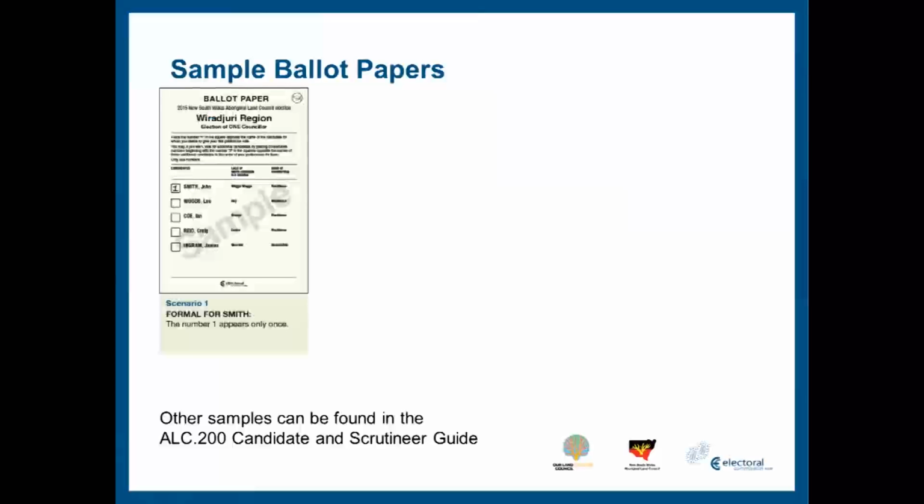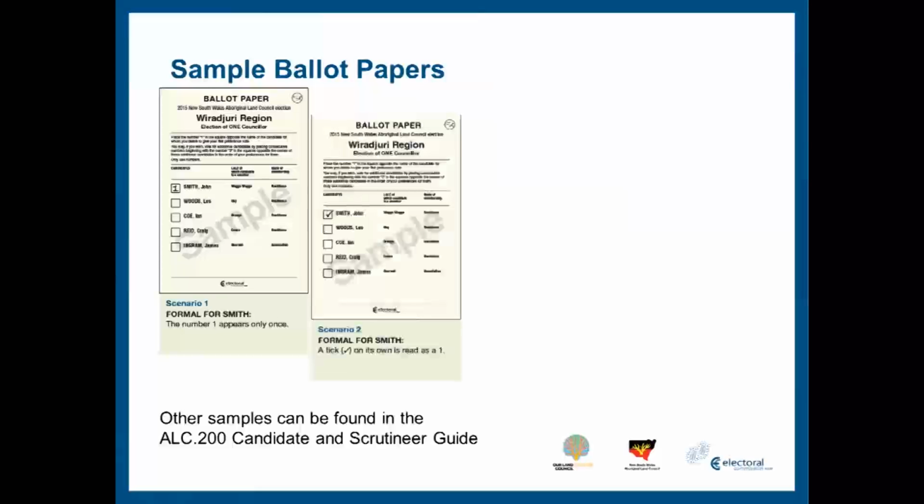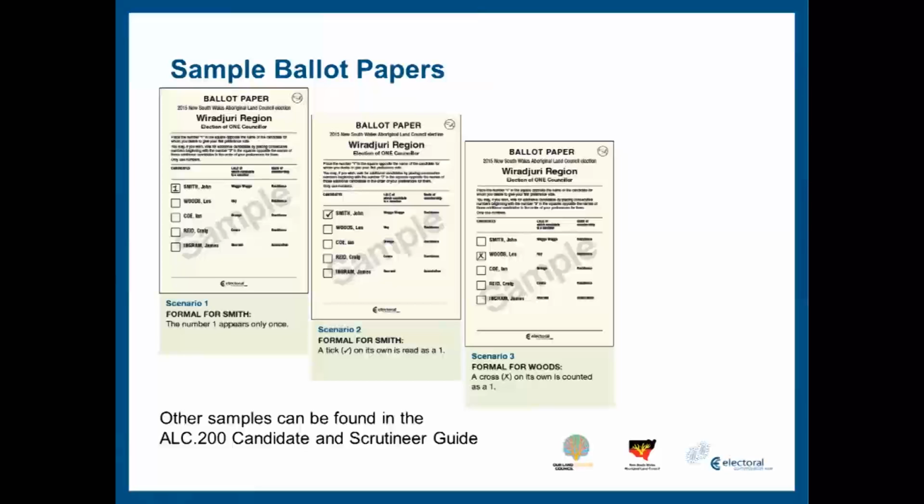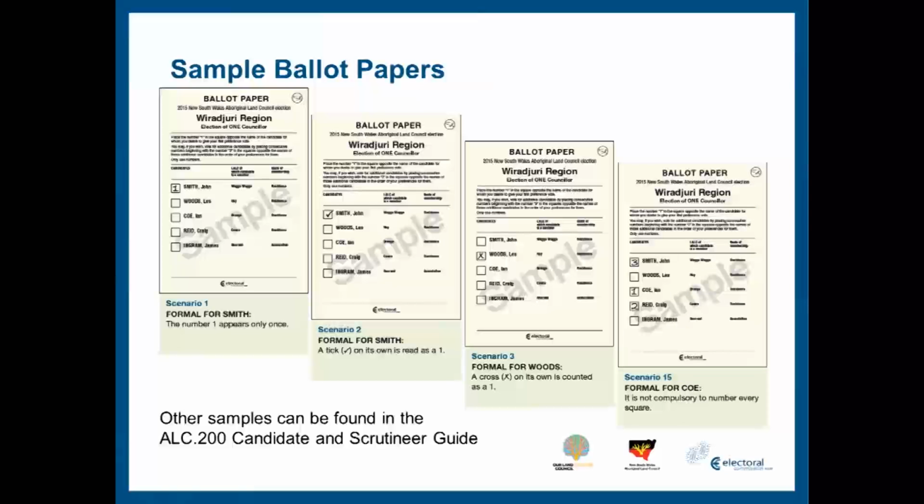Following are some sample ballot papers giving a demonstration of formal ballot papers. In this first sample, the elector has voted 1 for John Smith. That is a formal vote. In the second sample, the elector has placed a tick next to John Smith. That is a formal vote. In the third sample, the elector has placed a cross next to Les Woods. That is a formal vote. In the fourth ballot paper, the voter has voted 1, 2, 3. That is a formal vote. You are not required to number every square on the ballot paper. Other samples of both formal and informal ballot papers can be found in the Candidate and Scrutineer Guide ALC 200, available on the New South Wales Electoral Commission website.